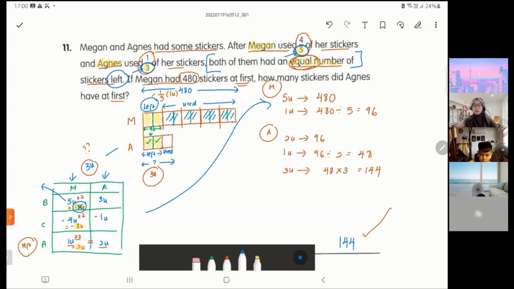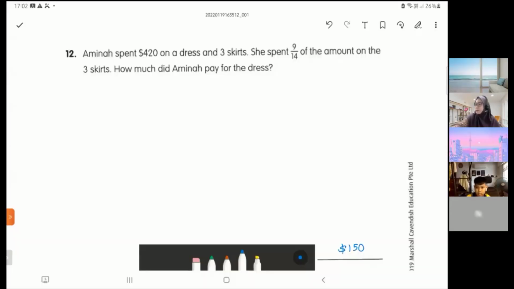All right, Amina spent $420 on a dress and a skirt. This is my total, okay? So I can put that total. She spent 9/14 of the amount on the skirt. Of means times. The amount means 420. On what? Skirts. How much did Amina pay for the dress?